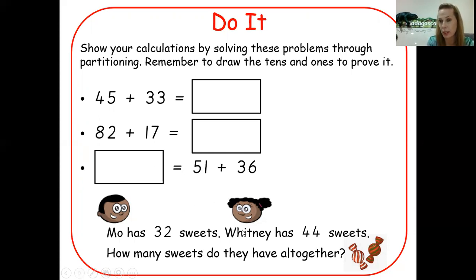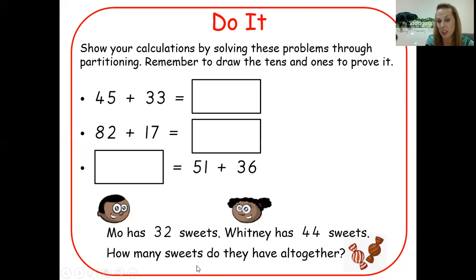This one looks trickier because it's in a word problem, but again, it's the same sort of thing. So Mo has 32 sweets. Whitney has 44 sweets. How many sweets do they have all together? Now that's your clue there. It's asking all together. If you're asking for something all together, it means you're adding 2 things and the number's getting bigger. So you've just got to add them together like all the other ones.